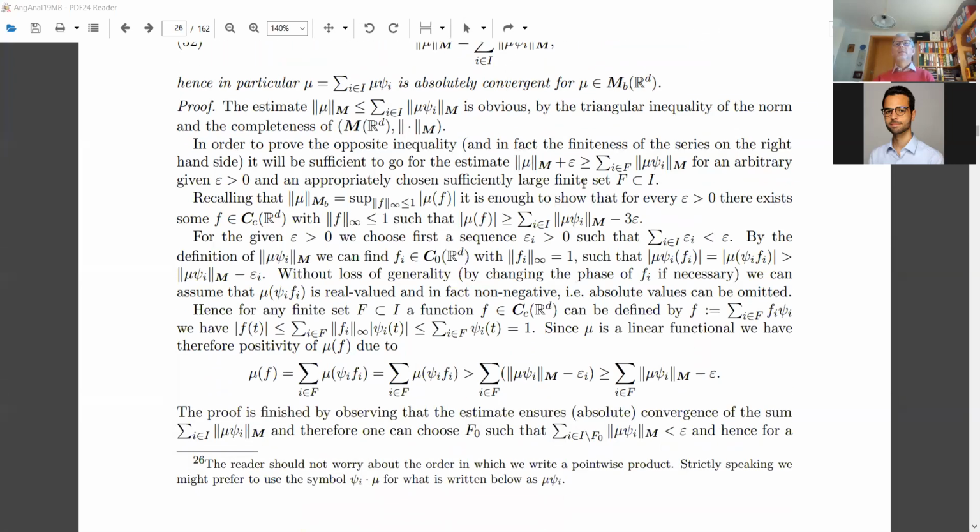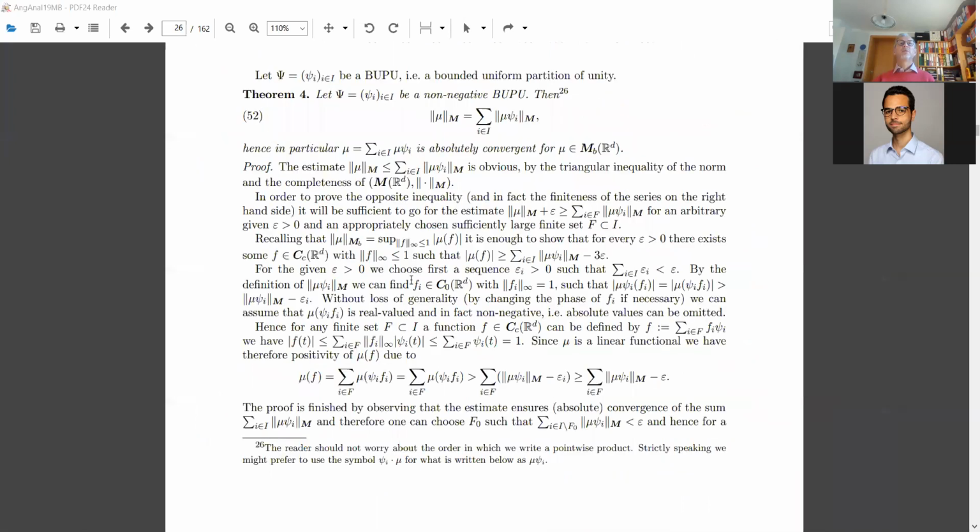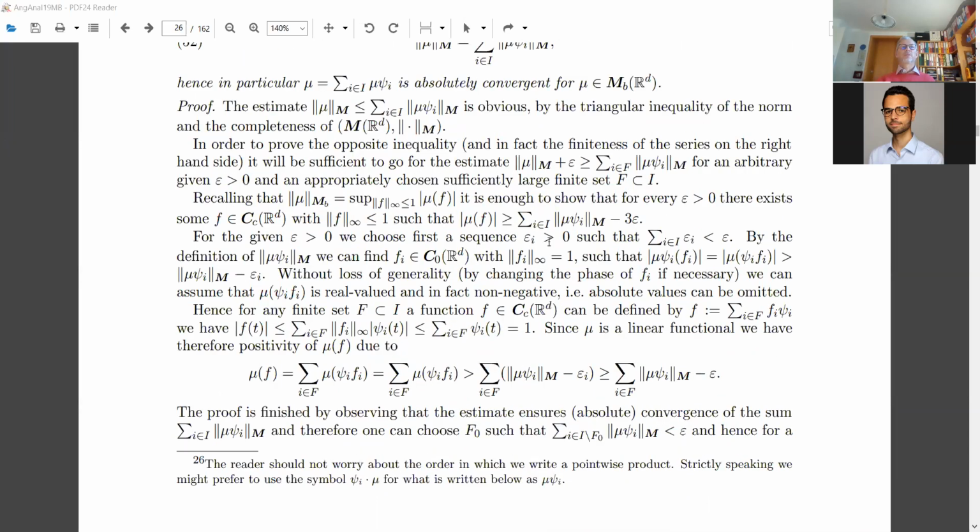Now, I'm not sure, maybe I have to make it a little bit smaller. I hope you can still read it. I will try to give you the idea. The first observation is, just recall again, what is the norm of a functional? I can make it still bigger.